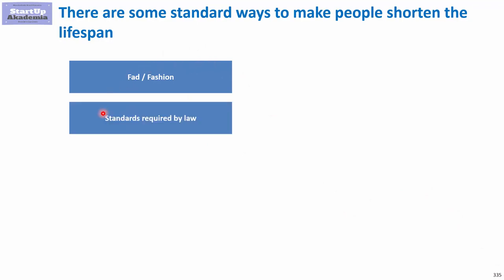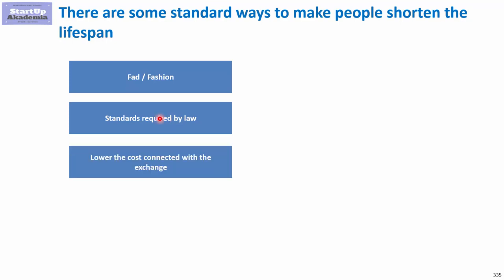Another interesting way is simply to have certain standards required by law. And this is what we see when it comes to cars. In some countries, you are no longer allowed to buy a car or even to keep a car older than a certain age, let's say 10 years, 5 years, 6 years. In this way, you can effectively shorten the lifespan of the usage of the product and convince the customer to come and buy a new one.